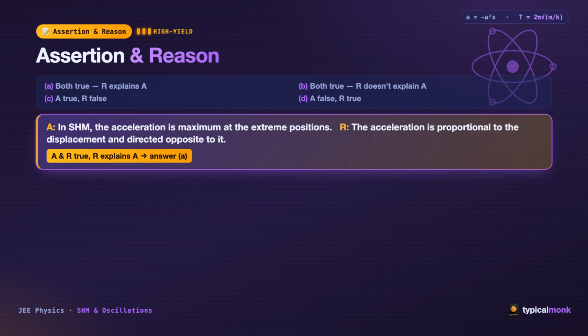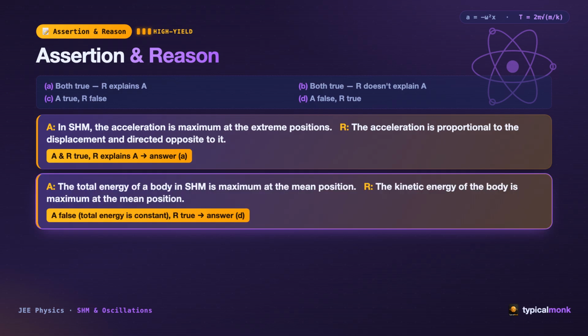Now an assertion and reason drill. For each pair, are both true, and does the reason explain the assertion? First pair. Assertion. In SHM, the acceleration is maximum at the extreme positions. Reason. The acceleration is proportional to the displacement and directed opposite to it. Both are true, and the reason directly explains the assertion. The answer is A.